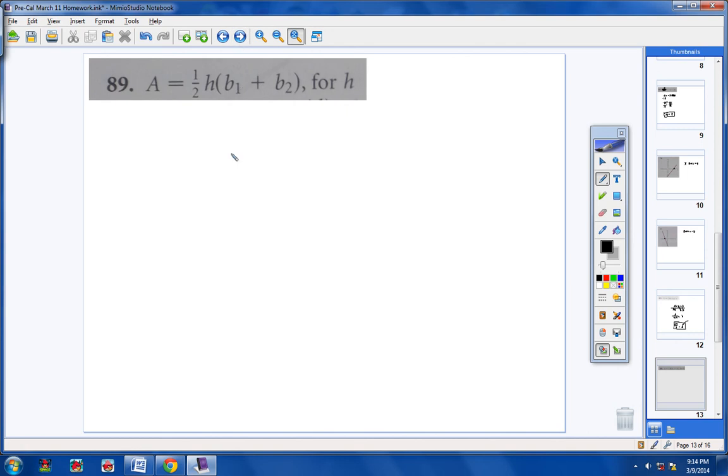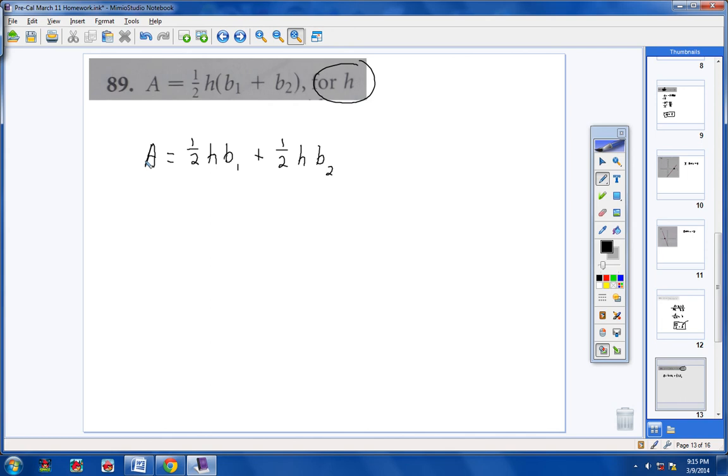All right, number 89. The first thing I would recommend, we're solving for h, is you simplify by taking 1/2 h and multiplying it through the parentheses. So 1/2 h times b would be 1/2 hb plus, and then 1/2 h times b subscript 2 would be 1/2 hb subscript 2. And don't forget, we're solving for h. So we would really like to get all of the h terms on one side and then all the other terms on the other side.